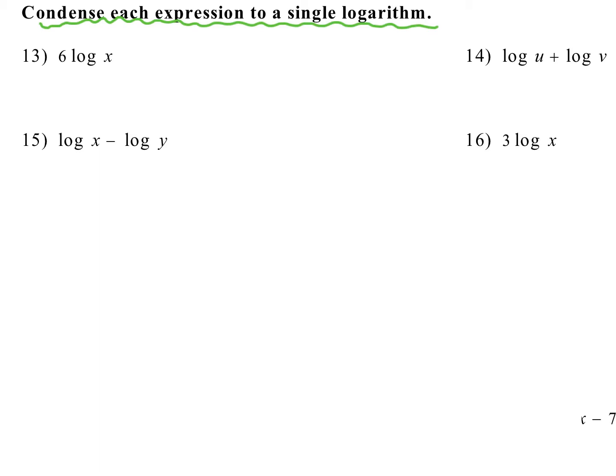So number 13, we've got 6 times log of x. So my base is 10. This is a common logarithm. In fact, for all of these, we have common logarithms, so we know that our base is always going to be the same. For number 13, we have a coefficient out in front, okay, and that coefficient indicates that we are going to be using the power property.